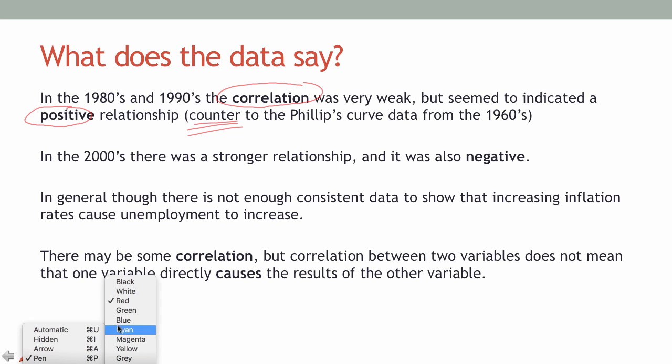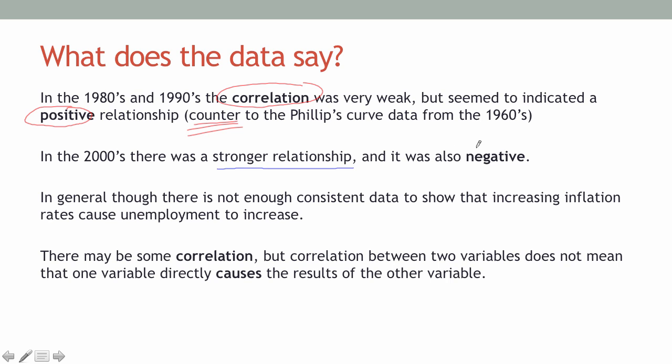However, if you just focused on the year 2000, there was a stronger relationship, and it was also negative, just like they said in the 60s. So the 2000s would seem to support it, but in general, there's not enough consistent data. It's up, it's down, it's weak, maybe a little strong, it's positive, it's negative. Each decade was really different. There maybe is a tiny bit of correlation, but mathematically, we just made a good case that no, there's not really enough to make major policy decisions based on this relationship.